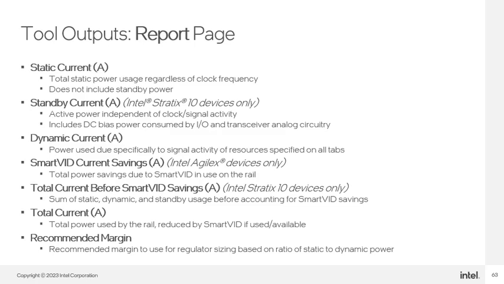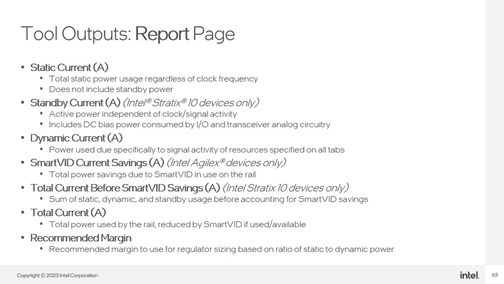As discussed earlier, standby power is similar to static power since it is independent of signal activity, but focuses on the DC bias current consumed by the I/O and the transceiver analog circuitry. Next is dynamic current. For rails that supply power to resources that use dynamic power, this value sums up the power used by those resources on all calculator pages.